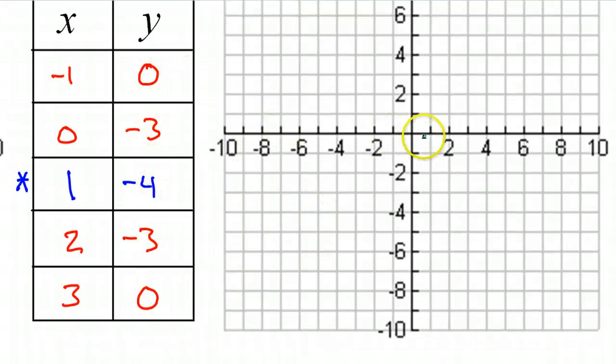Anyway, let's plot these points. So -1, 0 would be right there. 0, -3. And then let me keep the colors matched up. So 1, -4 would be right here. Alright, and then the symmetry takes over. And we've got 2, -3. Okay, you can see how those are mirror images of each other. And then 3, 0. Again, mirror images. Reflected over the axis of symmetry.